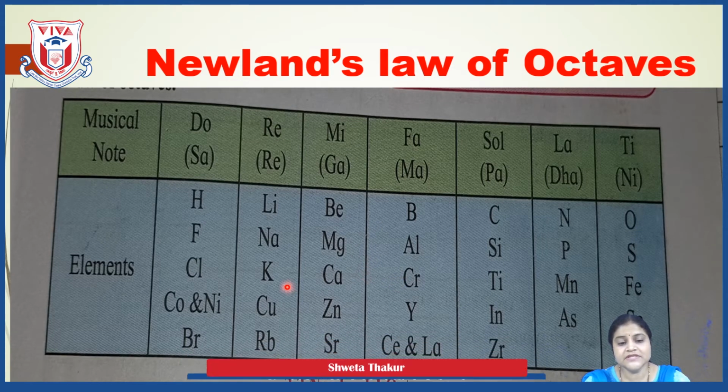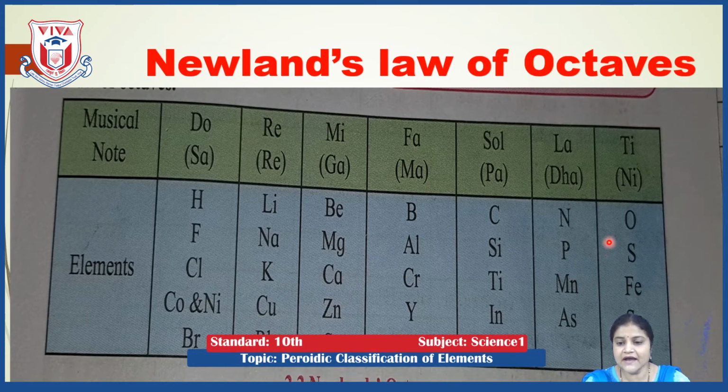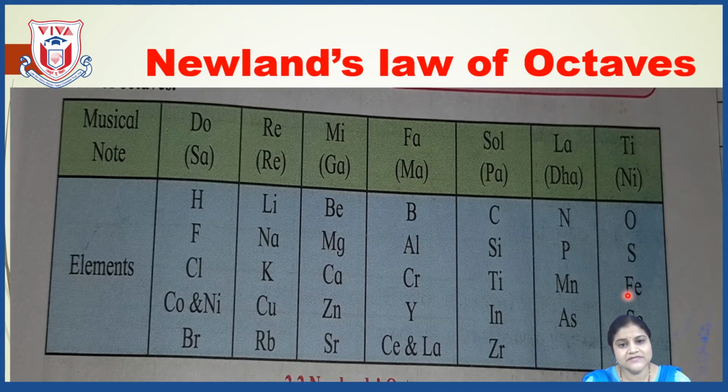Then another limitation is here you can see iron. Iron, which is a metal, was placed along with oxygen and sulfur, which did not match with the properties. Similarly, cobalt and nickel were not matching with the properties of these elements, that is fluorine and chlorine, which were considered as halogens.